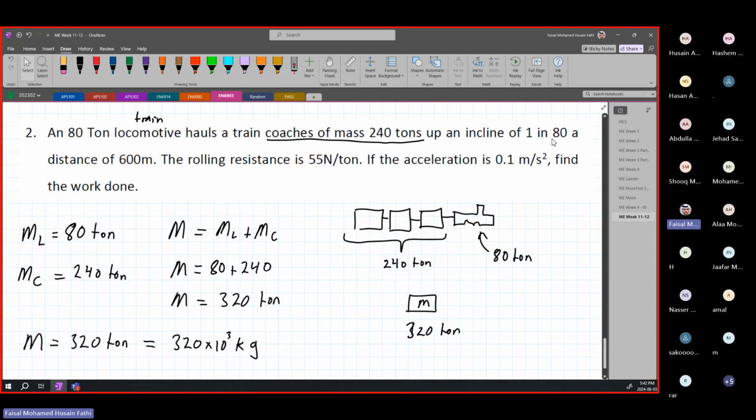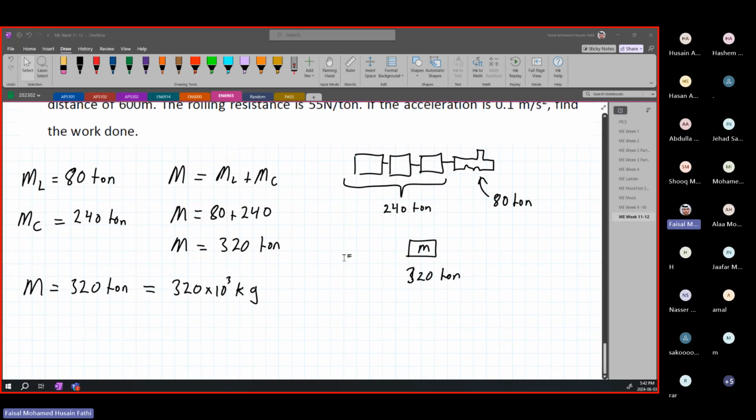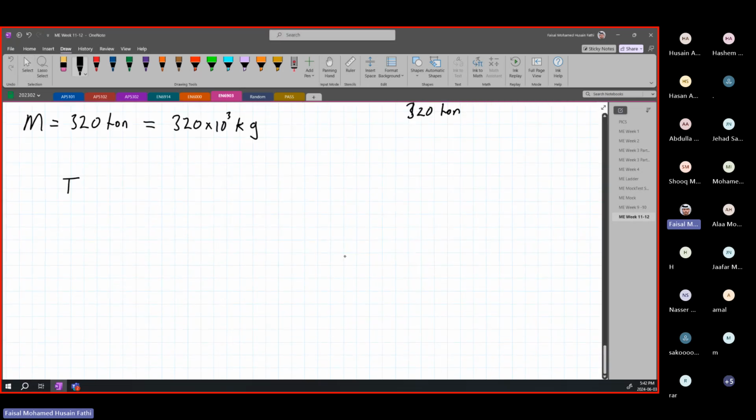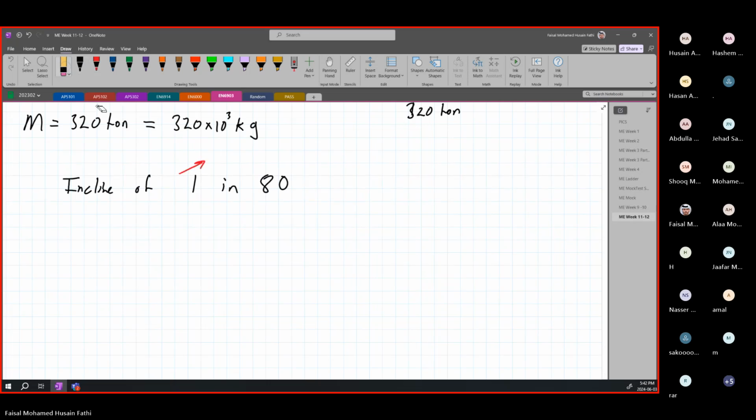Up an incline of 1 in 80. A lot of people get confused when they read something like this. An incline of 1 in 80. What does an incline of 1 in 80 mean? If they say an incline of 1 in 80, basically it means that it goes up 1 for every distance of 80 that is covered.